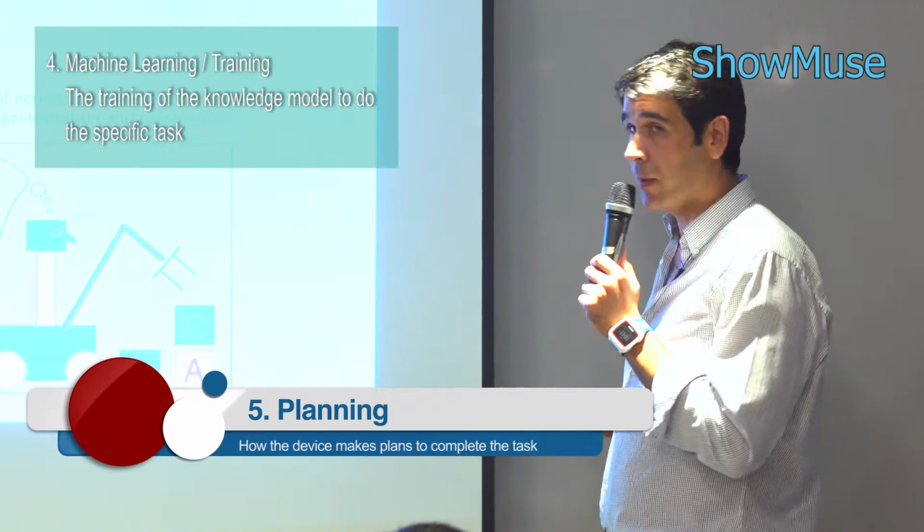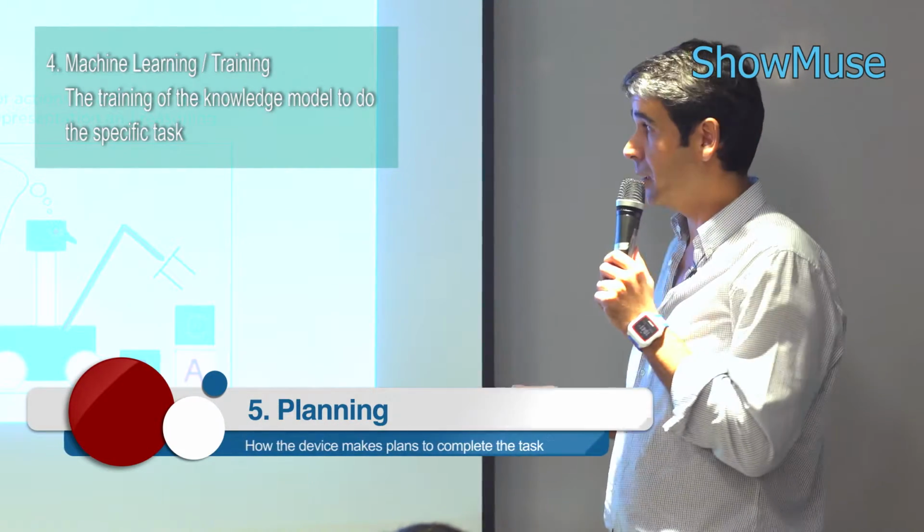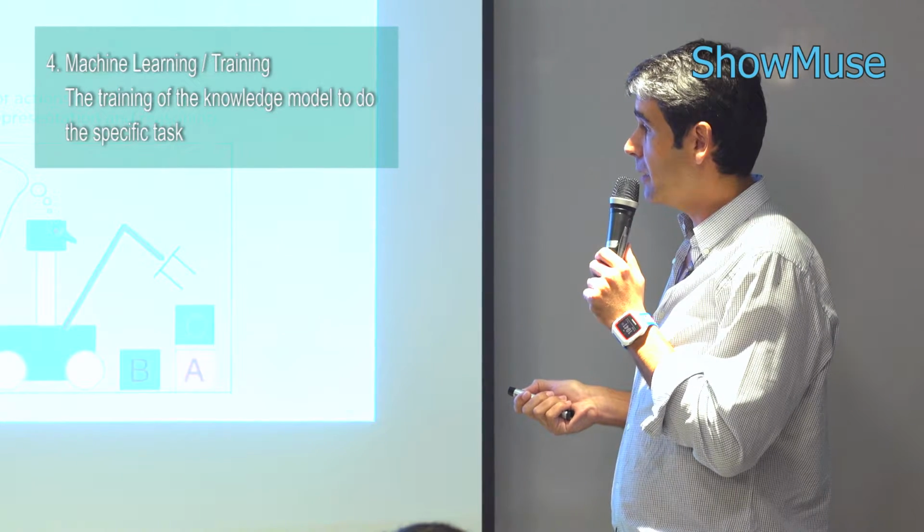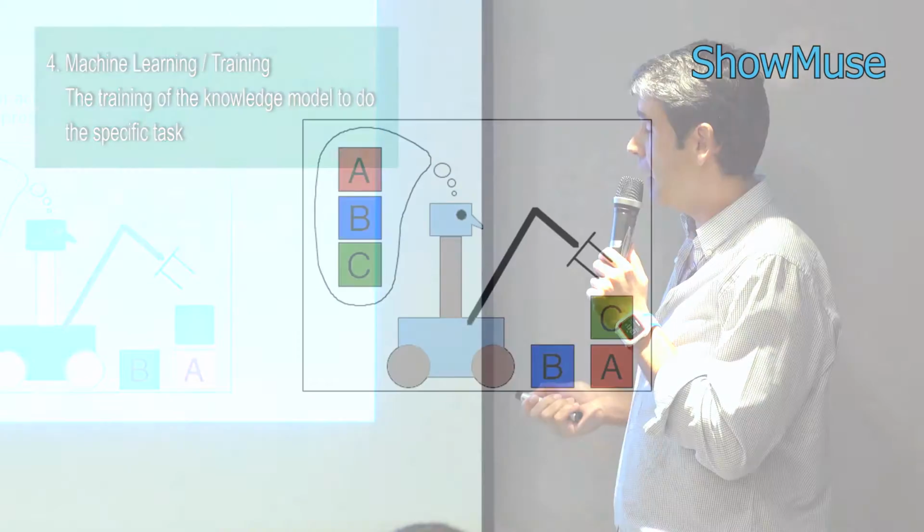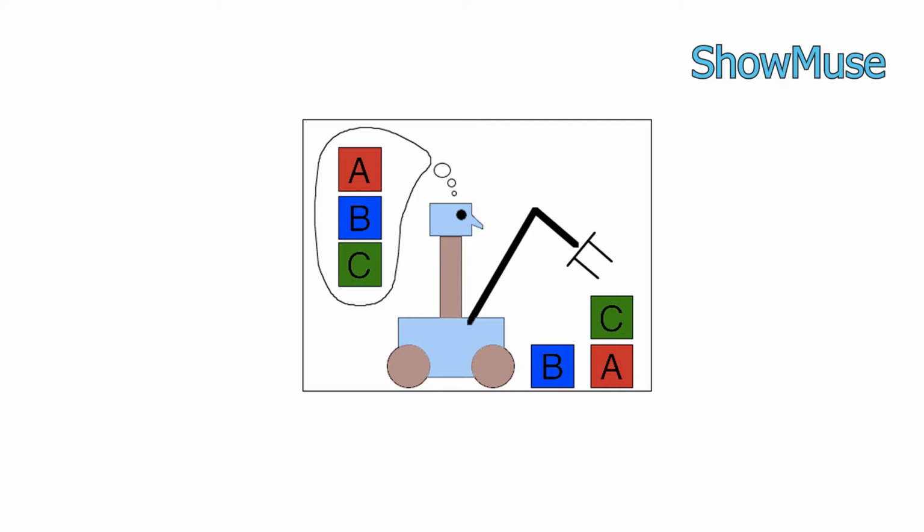So this is a robot. This is an industrial robot. We'll talk more about them later on. And the whole idea of this guy has 3 blocks, and the idea is like, I want to pile C under B and B under A. And it's a very interesting problem.